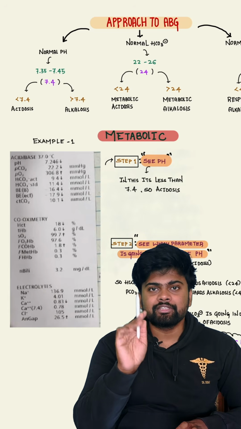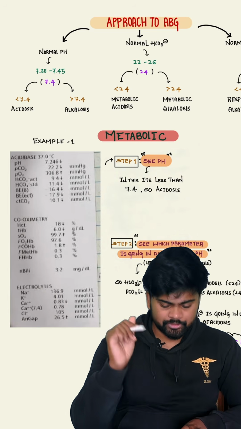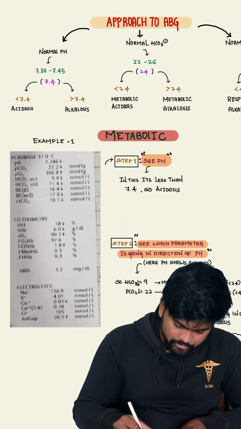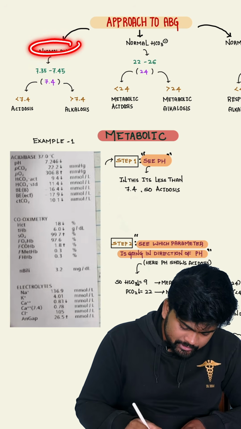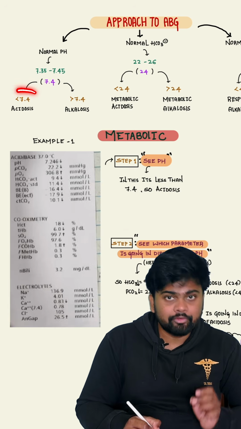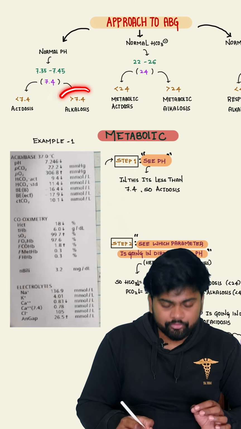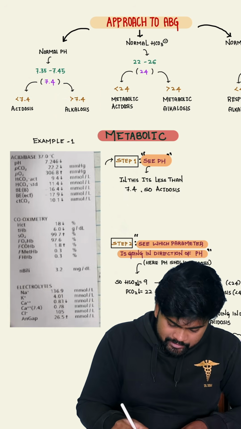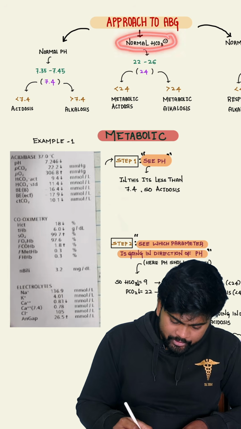In the next 3 to 5 minutes, I'll make sure that you will know how to interpret an ABG. So, in the approach to ABG, the normal pH we consider as 7.35 to 7.45, the average is 7.4. If less than 7.4, we call it acidosis. If more than 7.4, we call it alkalosis. Everyone knows this. Similarly, normal bicarbonate is 22 to 26.